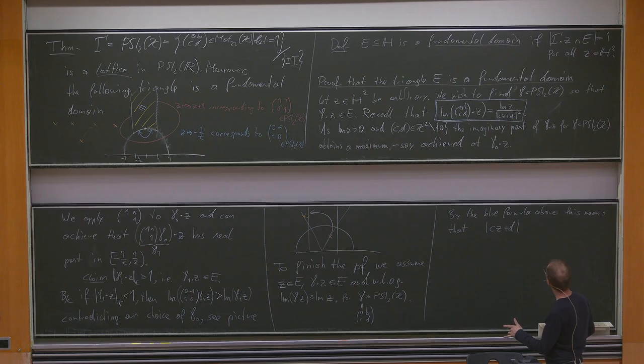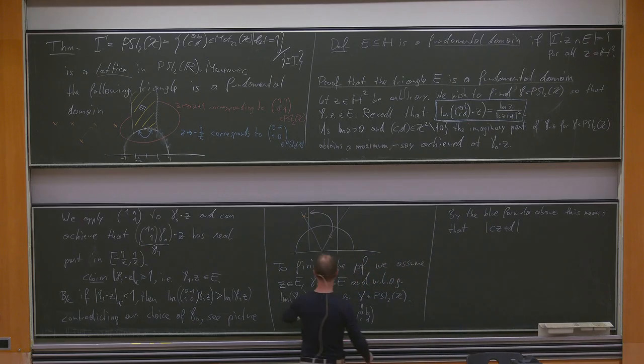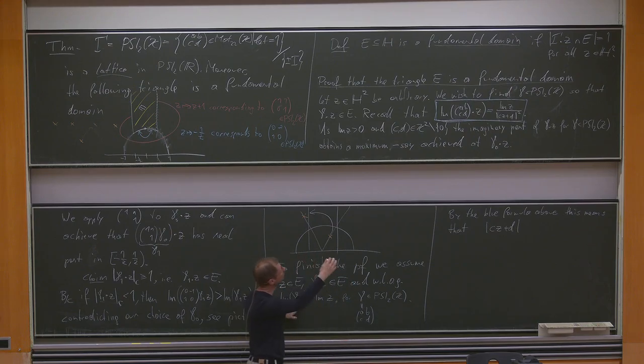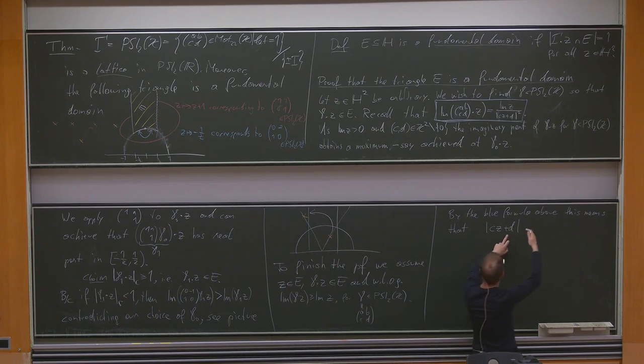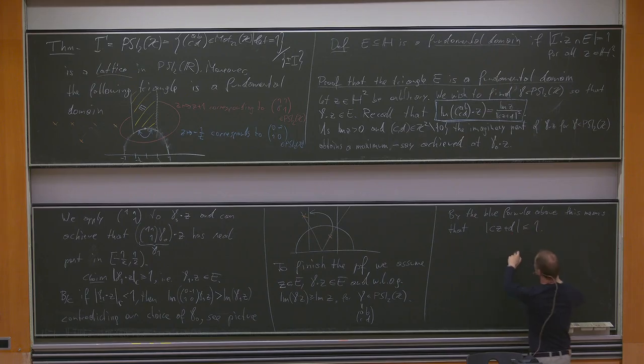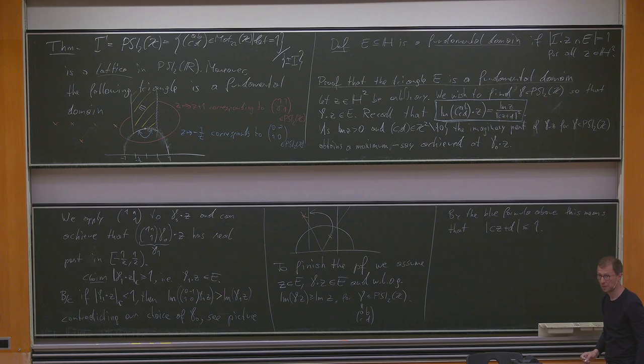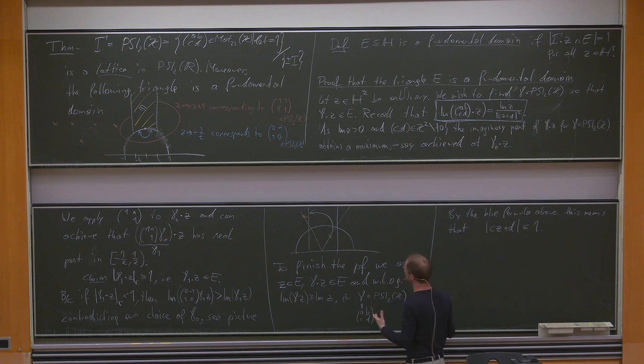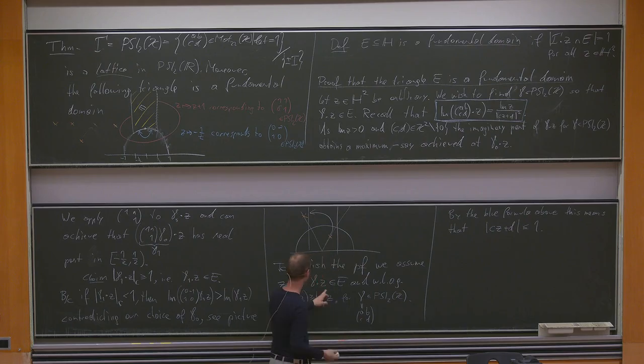Because the gamma Z has bigger imaginary part. How can it get bigger? It can only get bigger if the denominator is less or equal than 1. Okay? Z is outside the unit circle, right? Because Z is in our triangle. Z is in E. Z is outside the unit circle.